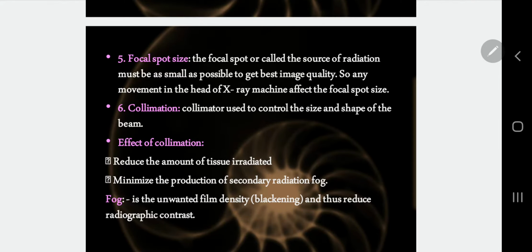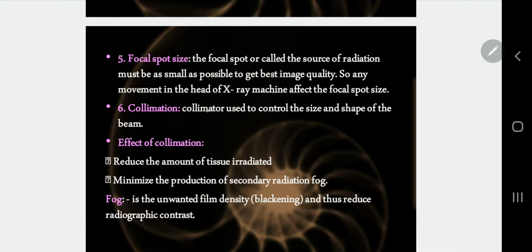Focal spot size. The focal spot, also called the source of radiation, must be as small as possible to get the best image quality. So, any movement in the head of the X-ray machine affects the focal spot size.